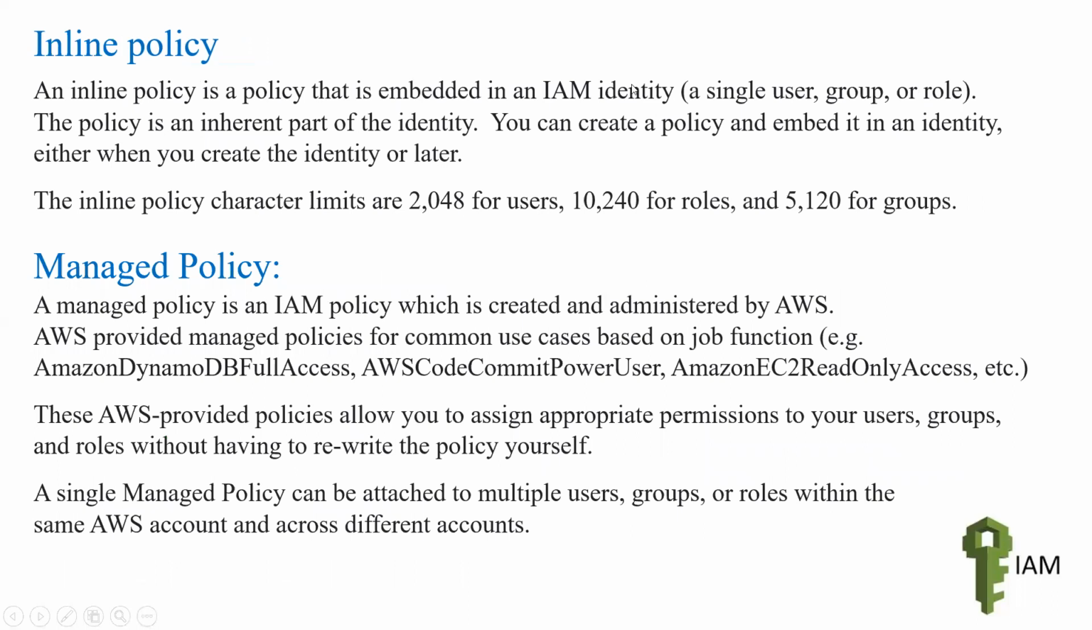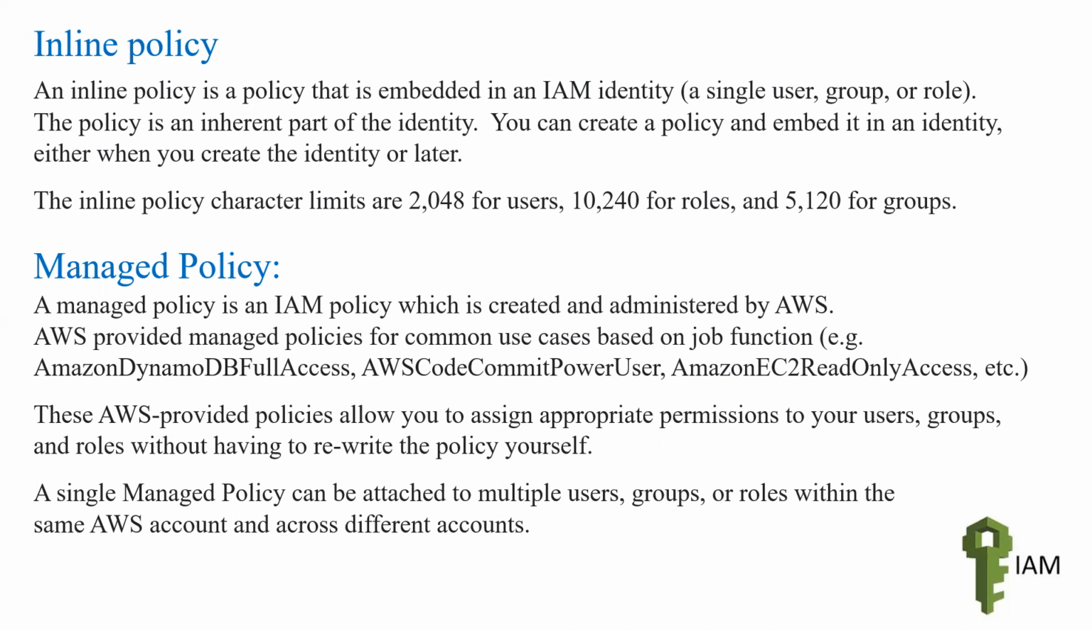Next comes inline policy. An inline policy is a policy that is embedded in an IAM identity, a single user, or group, or a role. So the policy is an inherent part of that identity. You can create a policy and embed an identity into it, either when you create an identity or later. So this inline policy comes with a JSON script.